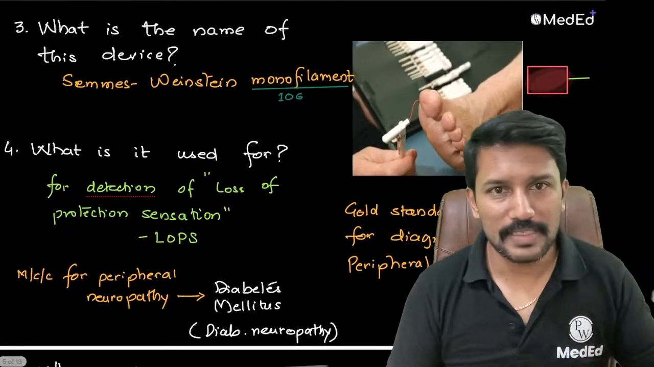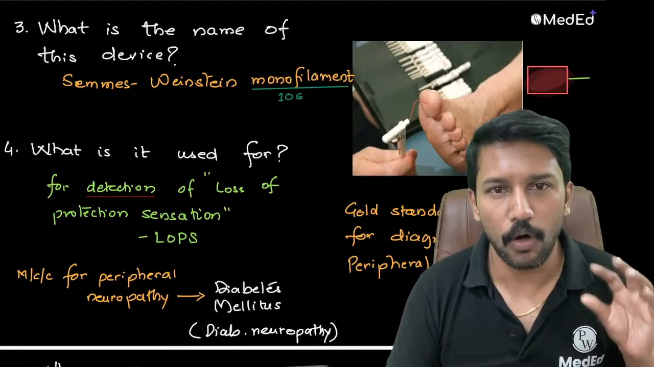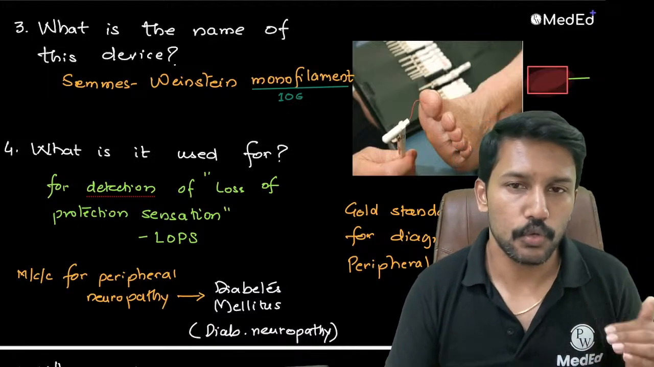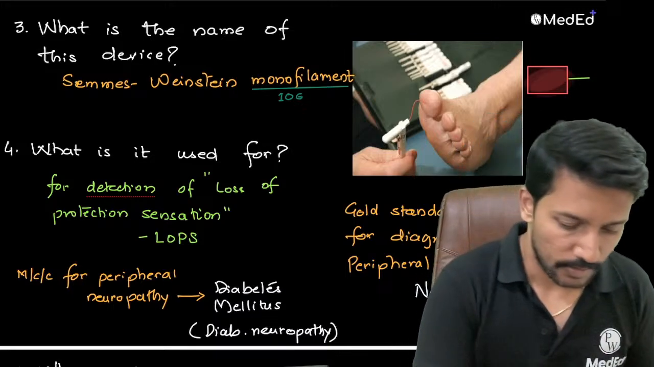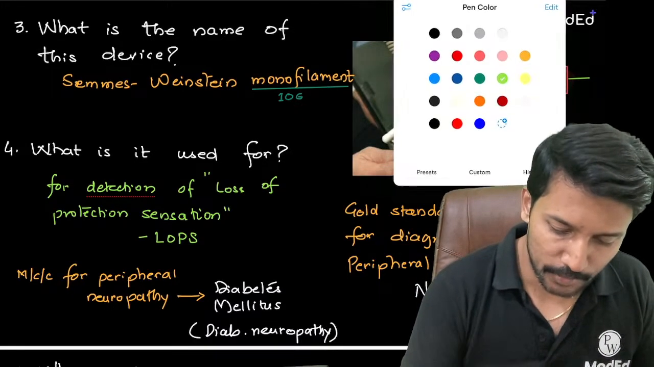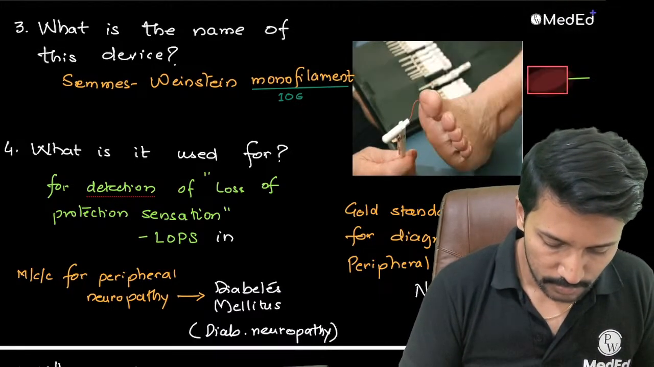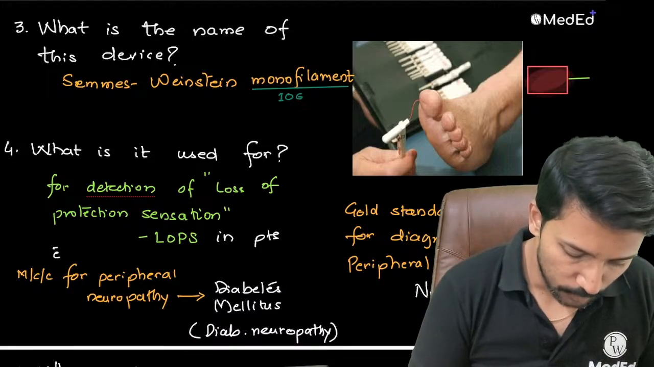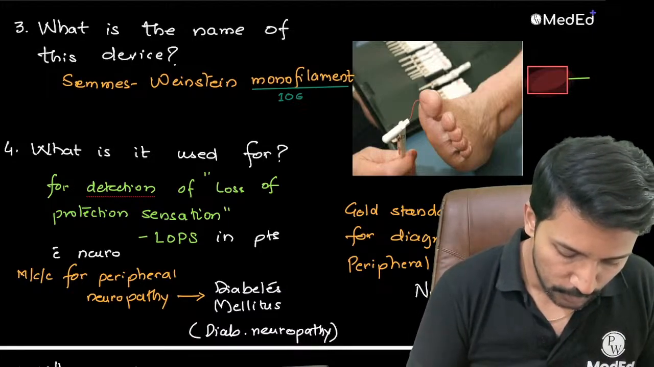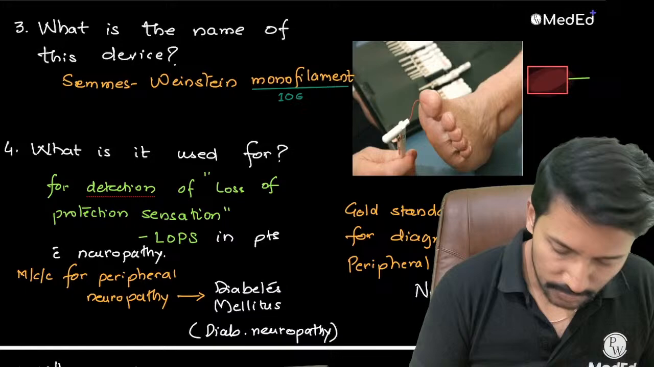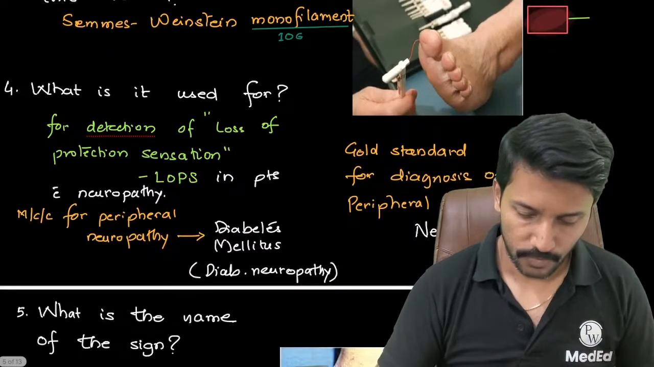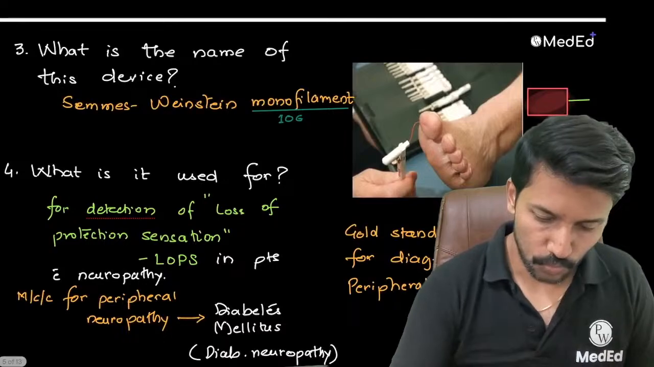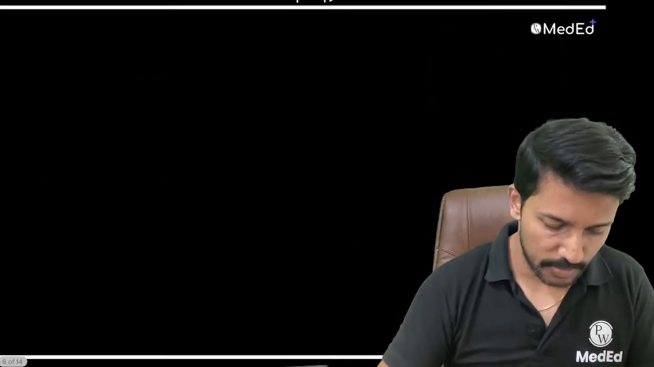Okay, so what is this device? Semmes-Weinstein monofilament or a 10 gram monofilament, used for detection of loss of protective sensation in patients with peripheral neuropathy, and diabetic neuropathy is the most common. Diabetic neuropathy is the most common cause for peripheral neuropathy. I asked you one question, right? Name an antibiotic which is known to cause peripheral neuropathy. Can anybody give me an answer?